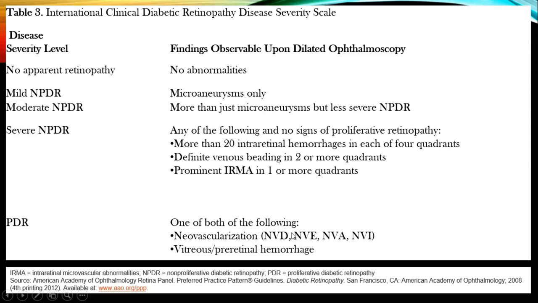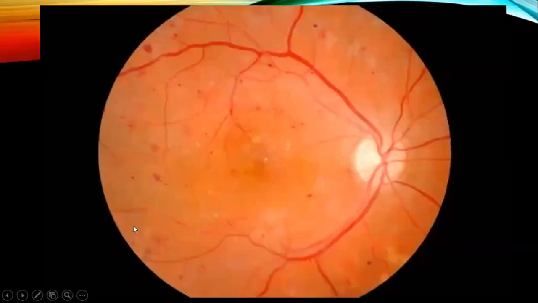the disc or elsewhere in the retina, or new vessels at the angle, or new vessels in the iris. So presence of neovascularization will fall them into the PDR category, as will the presence of vitreous and preretinal hemorrhages. So we will go through some pictures for you to become familiar with these signs.